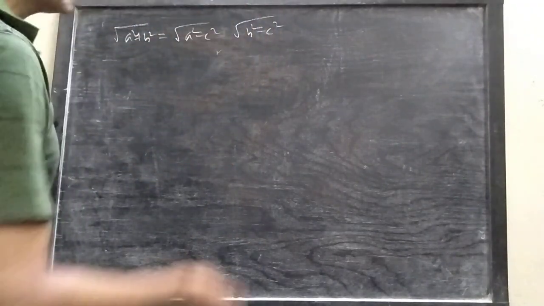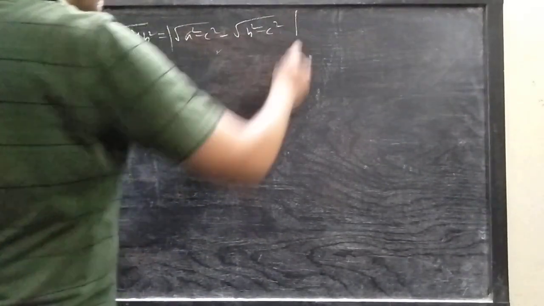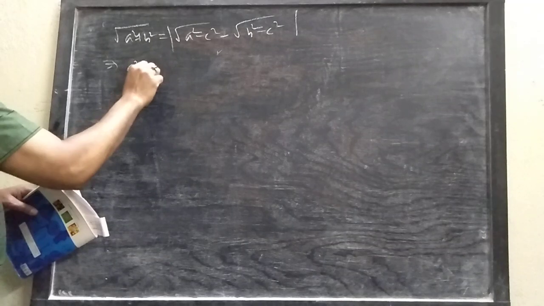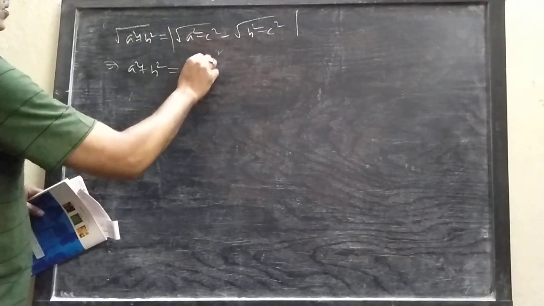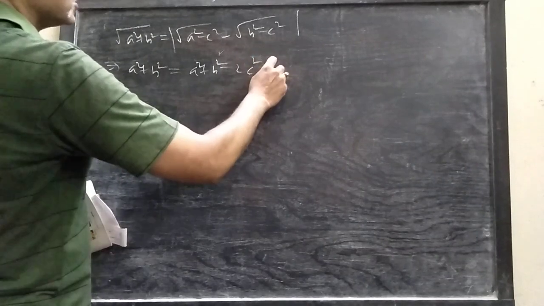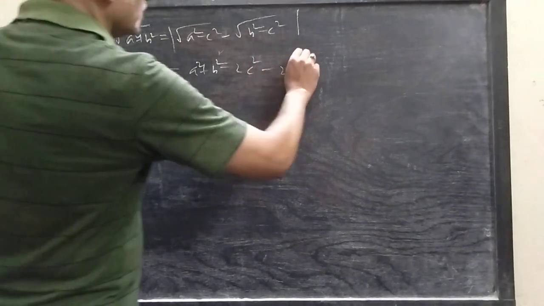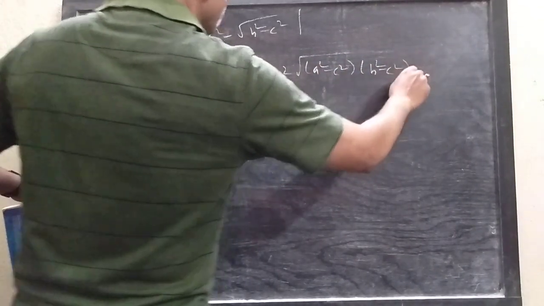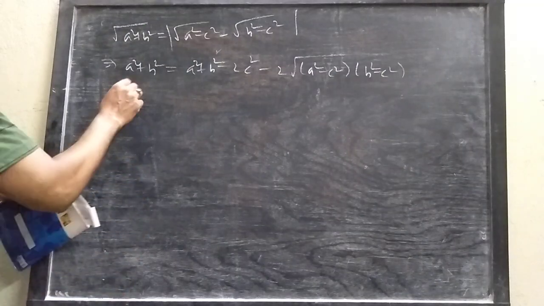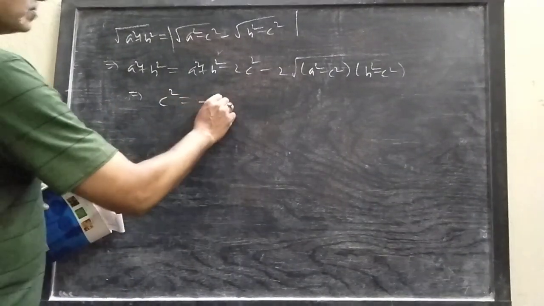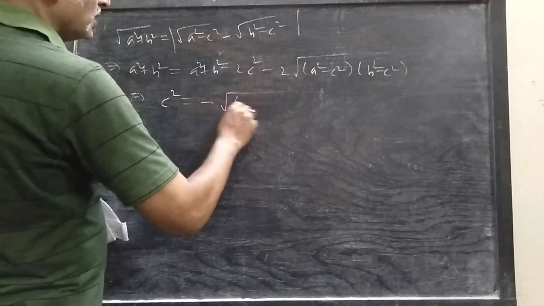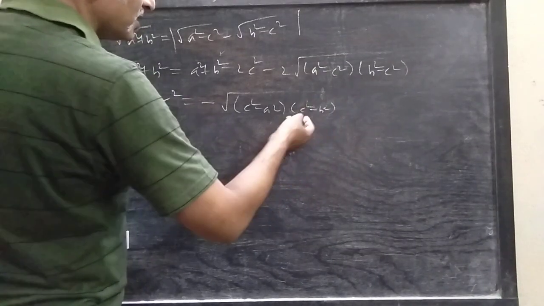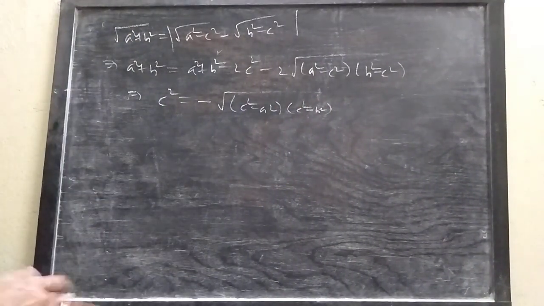When they touch internally, then this will be minus this and there will be a modulus sign. Now squaring both sides, we get a square plus b square equals a square plus b square minus 2c square minus 2 under root a square minus c square b square minus c square. Similar way, we get c square equals minus root over of, let us change them, c square minus a square, c square minus b square. We can change this because if we take minus from both, this will become this.